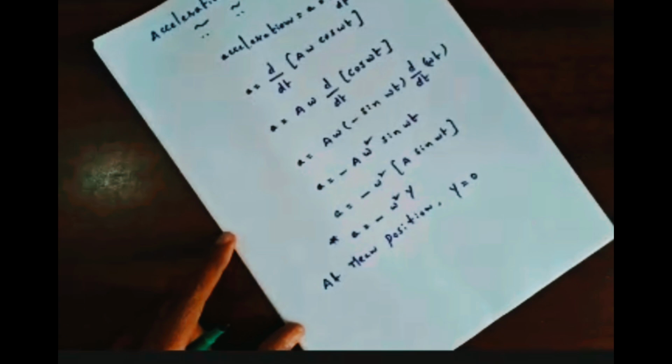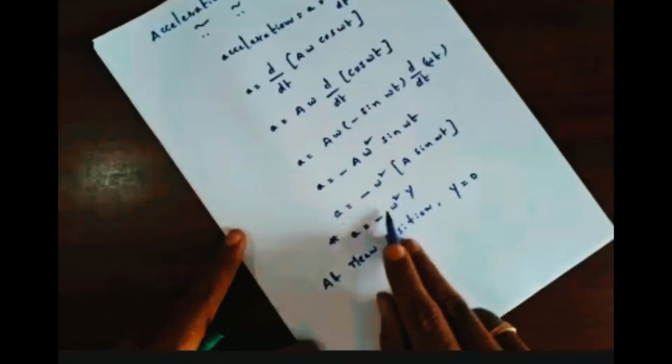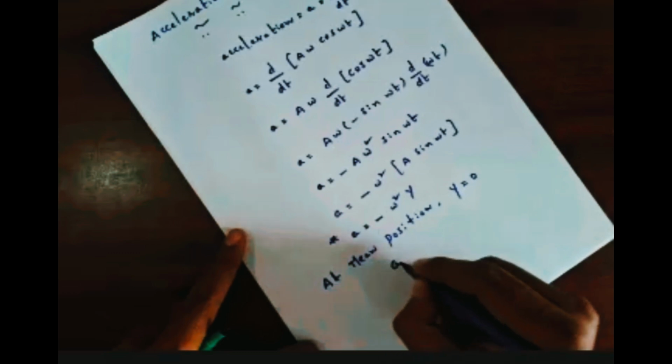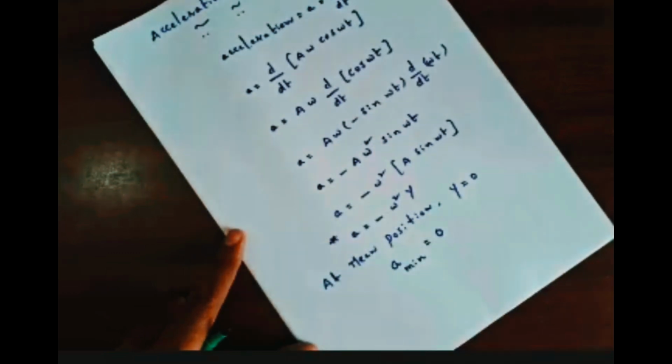What do you need to get? Y equal to 0. If you take y equal to 0, then the entire part equals 0, and then you are taking it as a minimum. Once you got the value as 0, that is called minimum acceleration. Where the velocity is maximum, there the acceleration is minimum. At mean position, velocity is maximum, but the acceleration is minimum.